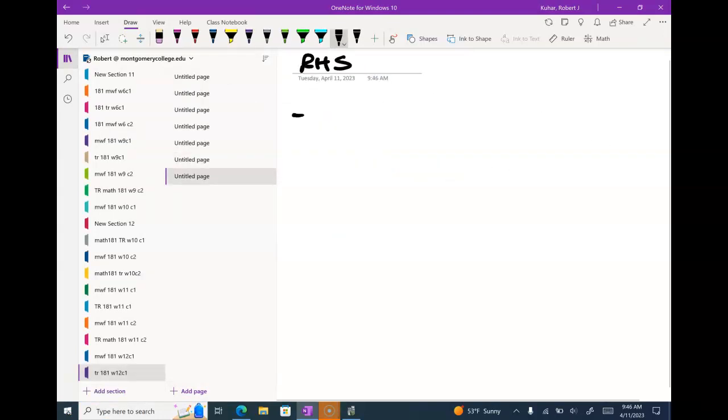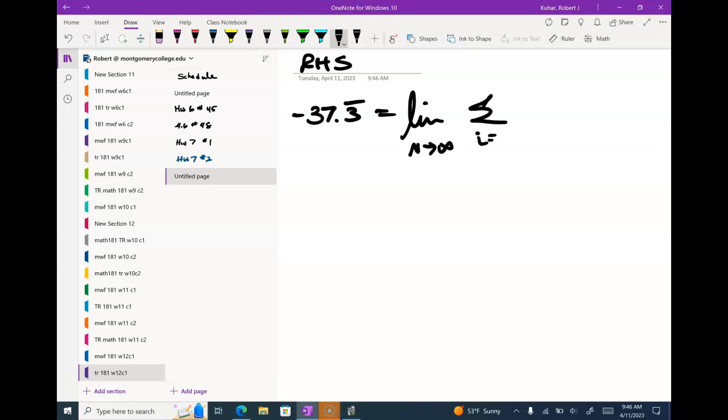Good, right-hand side. So we want to show negative 37.3 repeating is equal to that limit as n goes to infinity of the sum of the first rectangle to the last of f of x sub i times delta x. So we have to calculate all these little pieces. So delta x is 5 minus 1 all over n.